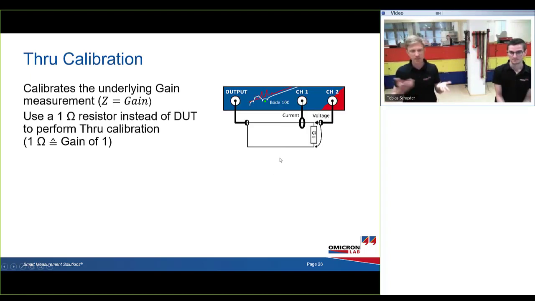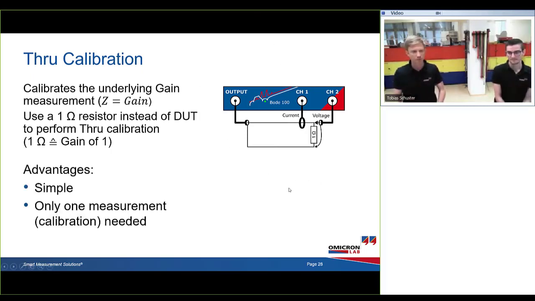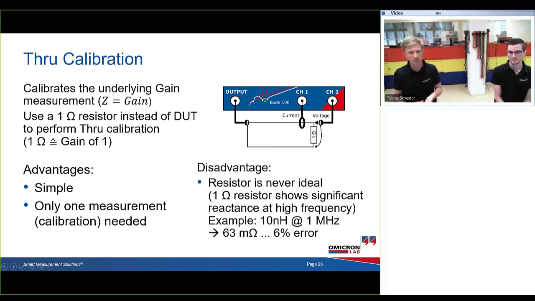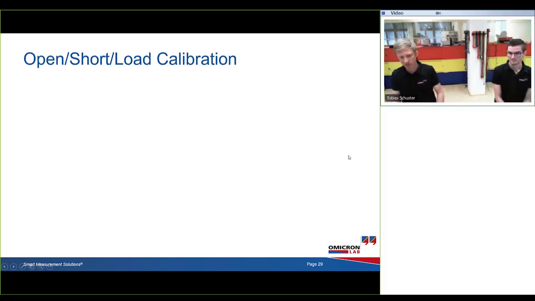And for that you can use a 1 ohm resistor to perform a Thru calibration, because a 1 ohm resistor will have a gain of 1 volt is 1 amp, and 1 amp is 1 volt. This is very simple, you only need one measurement, and normally it's sufficient. The disadvantage is that at very high frequencies you might make a slight error: at 1 megahertz with a 1 ohm resistor you will have a 6% error, but actually that's not critical in that measurement.